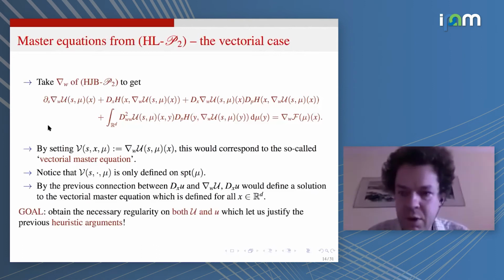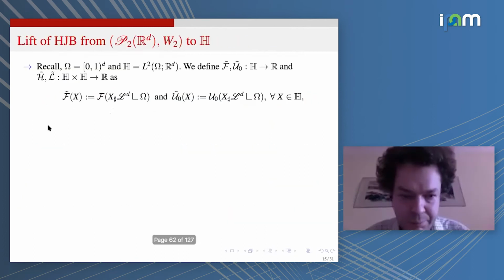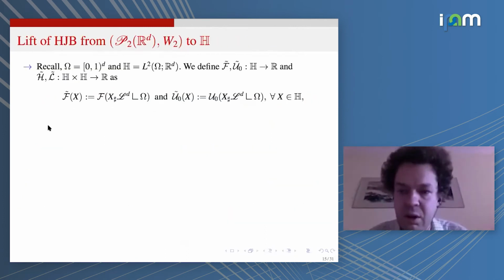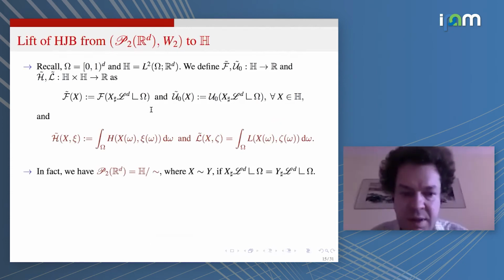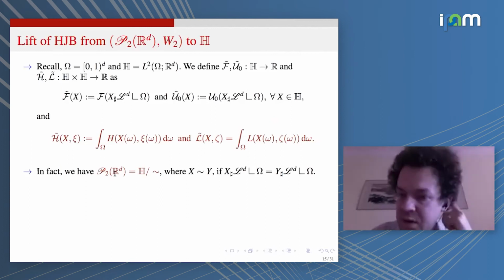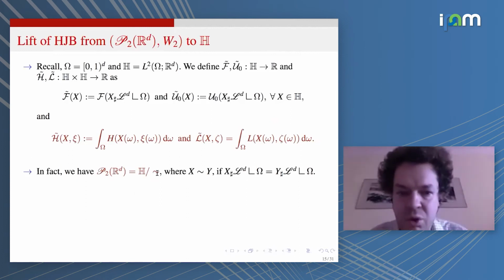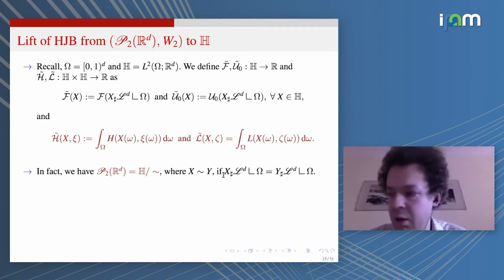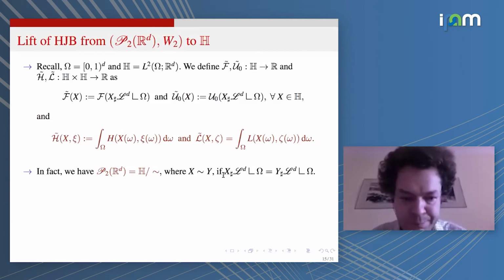Okay, so as I said, let us go to the regularity theory. And to understand the regularity of the value function capital U, I am lifting the problem furthermore to a Hilbert space. I know that this problem makes sense on the Hilbert space as well, mainly because P2 will be just this Hilbert space quotiented with the equivalence relation that two random variables are equivalent if they have the same law.